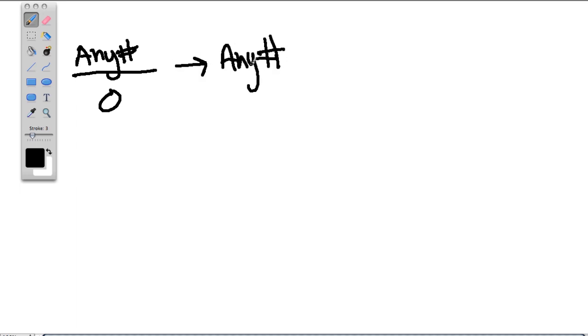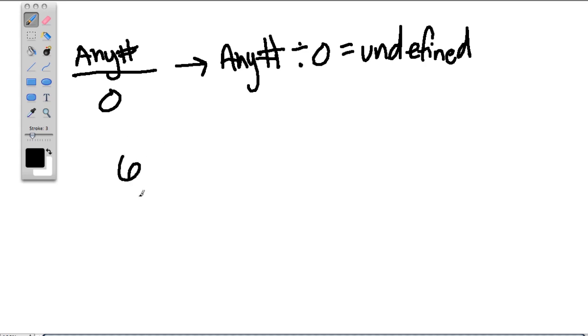The idea of dividing by 0 is a problem. When we take any number, or anything really, and we divide it by 0, we get a result that's undefined. In other words, we don't really have a way of defining what this even means. Part of the reason is that if you have 6 apples and you divide them between 2 people, each person gets 3 apples, and everyone's happy.